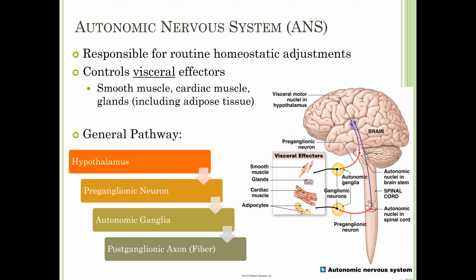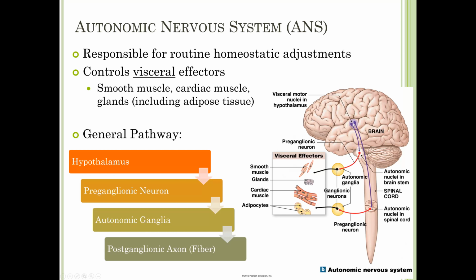I'm going to go over the general pathway of information, and then when we look at the two separate divisions, we'll go into this in more detail. As I mentioned earlier, you're going to start with a signal that originates in the autonomic control center of the hypothalamus. So you're going to have a neuron from the hypothalamus, and those neurons are shown in purple. The circles are the cell bodies, and then the lines coming down are the axons.